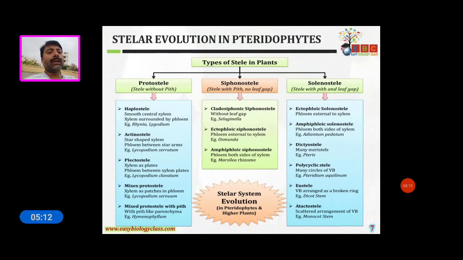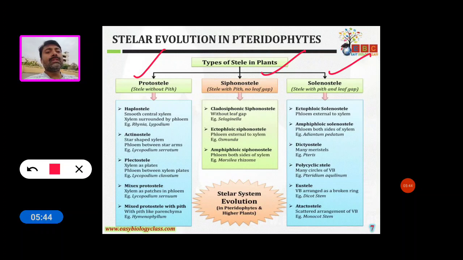Now see the classification of stellar evolution, the types of stele in plants. This is a clear chart to understand the steles in pteridophyte plants. Mainly the stele is classified into three types: the first one is protostele, second is siphonostele, third is solenostele. What is the meaning of protostele? Proto means without pith. That type of stele is called protostele.